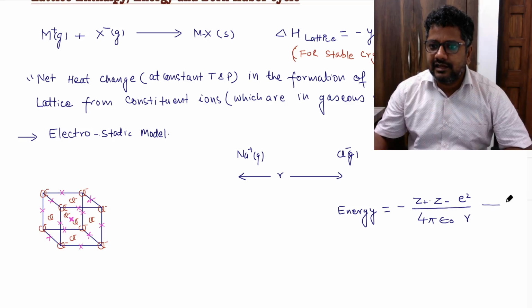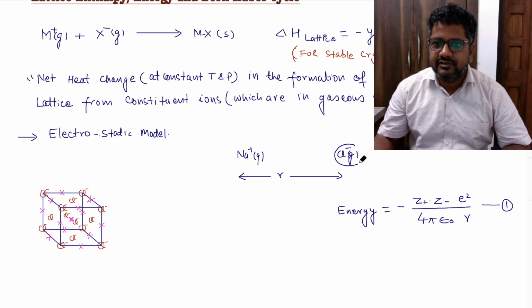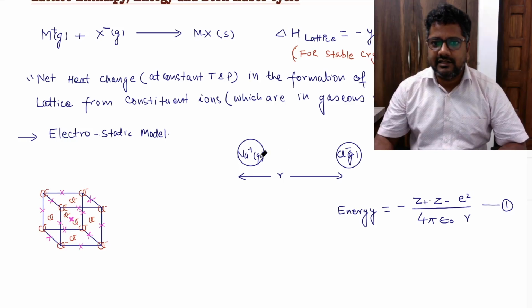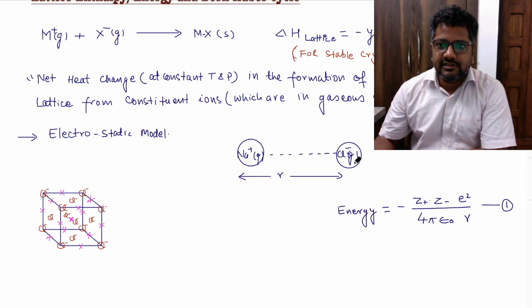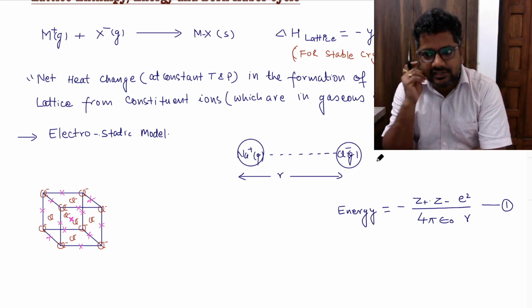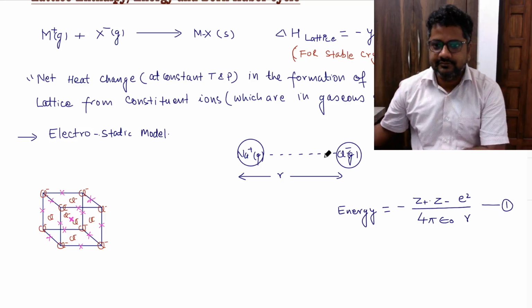So this is the simple expression when only two ions are there and they are treated as point charges, and the internuclear distance between them is r. So the energy is given by this equation. Force is q1 q2 by 4 pi epsilon naught r square. So energy is q1 q2 by 4 pi epsilon naught r, same as we have already discussed in Rutherford's model.